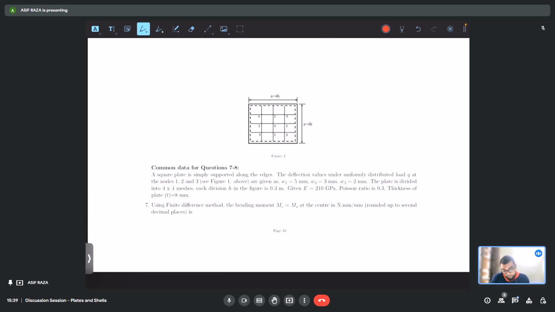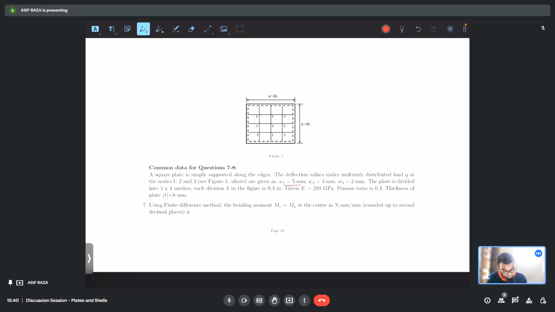Now the seventh question, we have common data for questions 7 and 8. A square plate is simply supported along the edges. The deflection values under uniformly distributed load Q at the nodes 1, 2, 3 are w1, w2, w3 as 5, 3, and 2 mm respectively. The plate is divided into a 4 by 4 mesh division. H in the figure is 0.3 meter. Given E equal to 210 GPa and Poisson's ratio 0.3, the thickness of the plate is 8 mm. We need to find the bending moment Mx at the center, that is node 1.